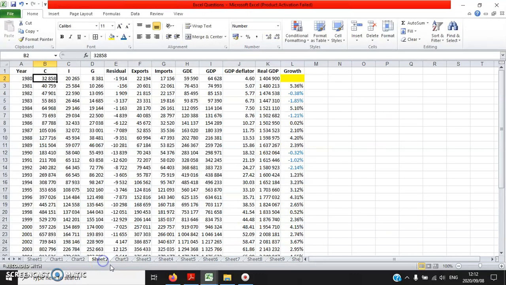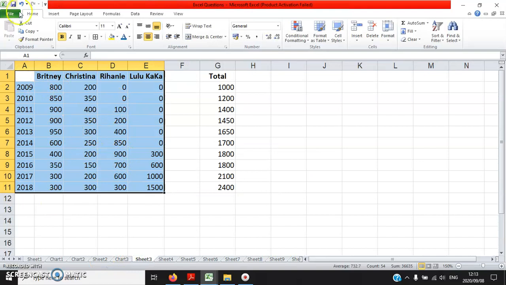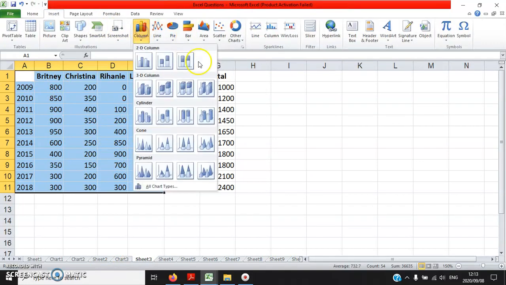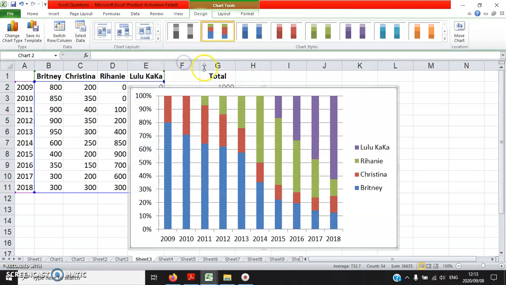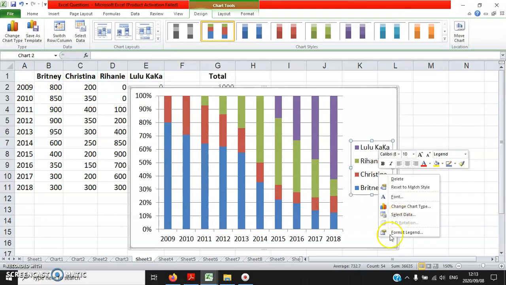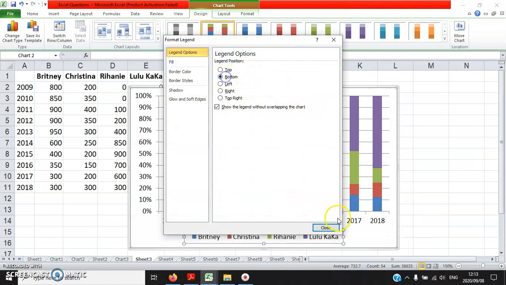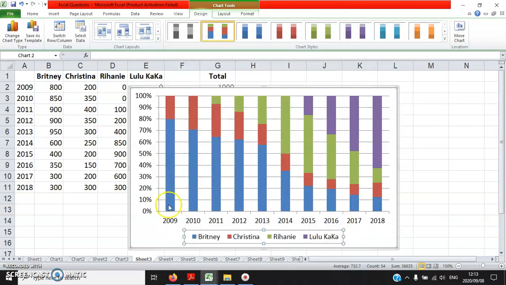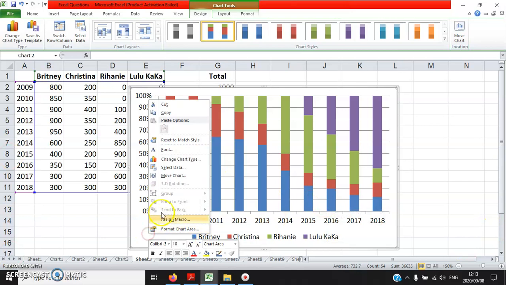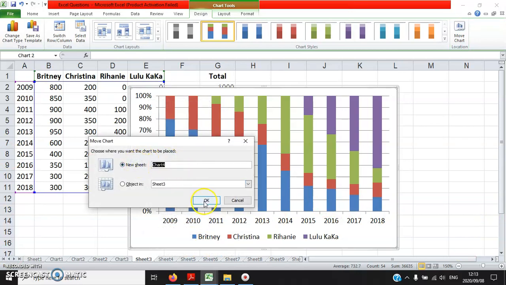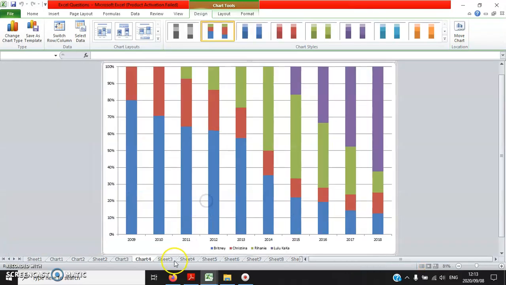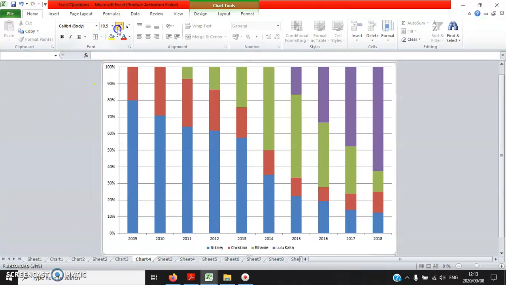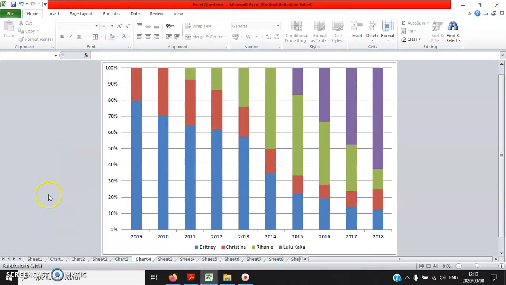So go back to the actual data. Okay, same data range, insert, column, this time the third option in the top row, 100% stack column chart. And then again, we move the legend to the bottom. This is my recommendation. Okay, so happy with that? Then we can move the chart as new chart 4.